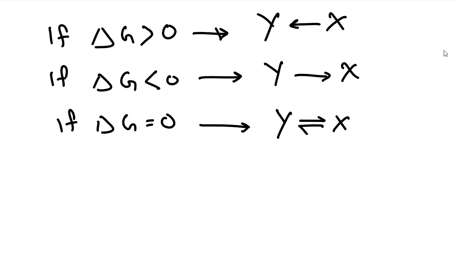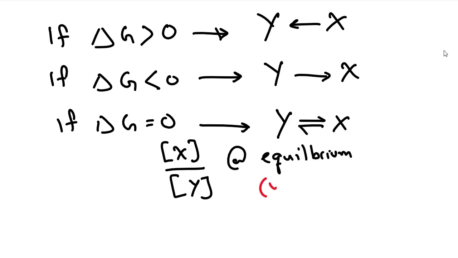So the ratio of the concentration of product, in this case X, over Y at equilibrium when delta G equals 0 is called the equilibrium constant, or K. So when delta G equals 0, the ratio of product over reactant, in this case concentration of X over Y, will equal the equilibrium constant K.